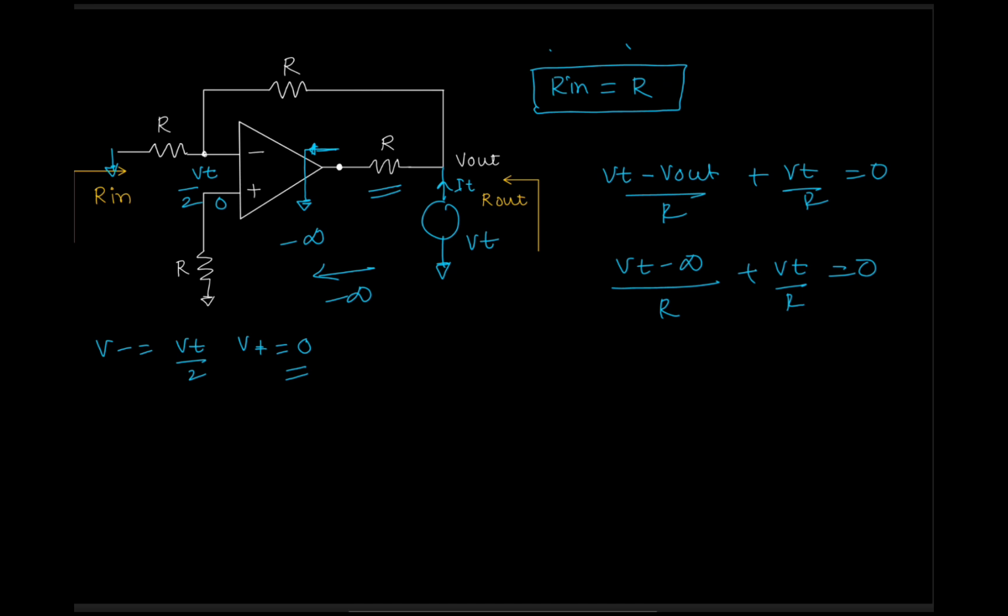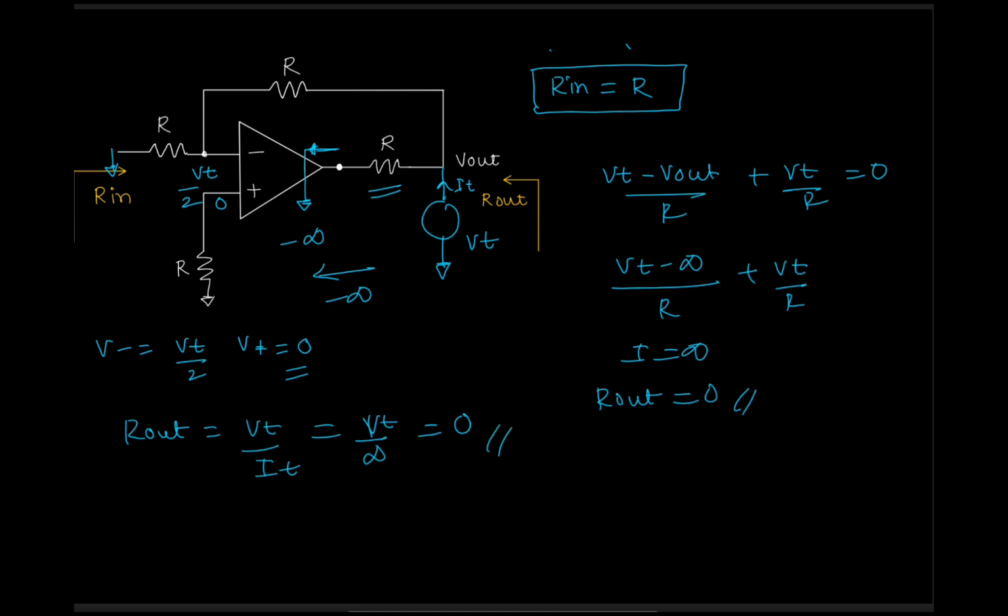What does this mean? This means the current is infinite. If the current is infinite, the resistance is 0. So that means output resistance is 0. Still output resistance is 0 because we have R out is equal to VT by IT. So if IT is infinite, VT infinite, this goes to 0. So still you have a 0 output impedance, and this is what they are trying to get from me.